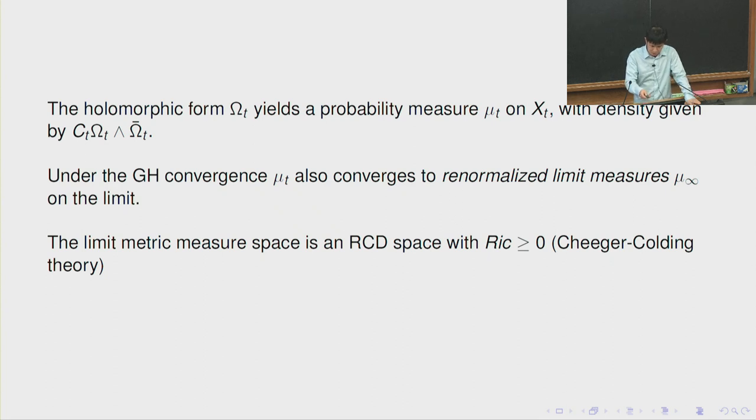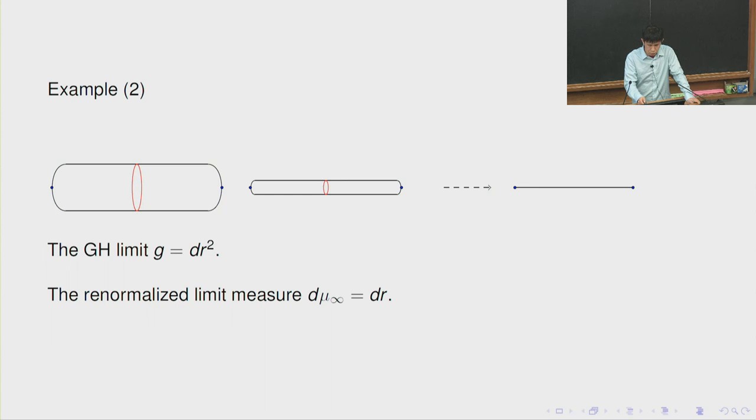But in this general theory, there is only an inequality, so you cannot make sense of the limit space as a Ricci flat space. This is not known in general. So why? The measure and the metric are actually independent of each other. If you look at this kind of limit, before, the limit metric is just the standard metric on the interval, and the measure is also the standard Lebesgue measure on the interval.